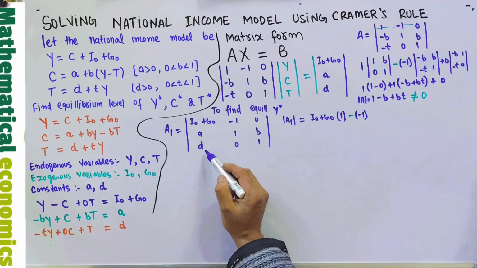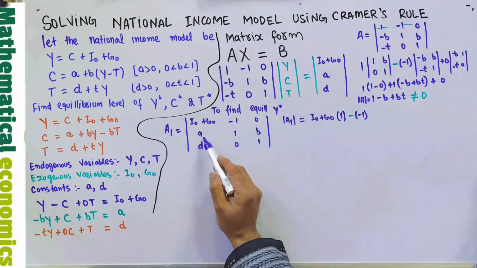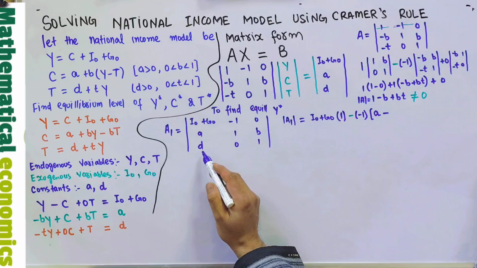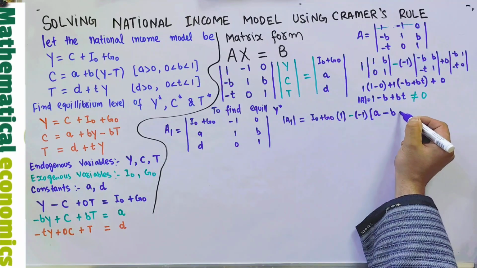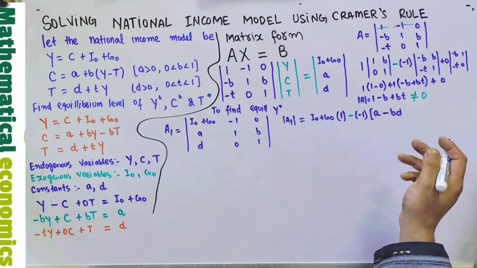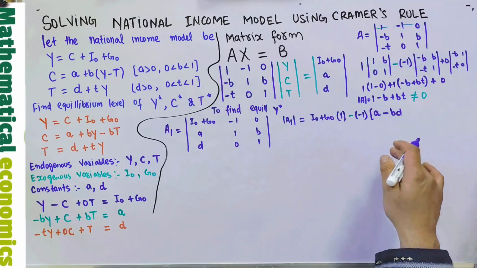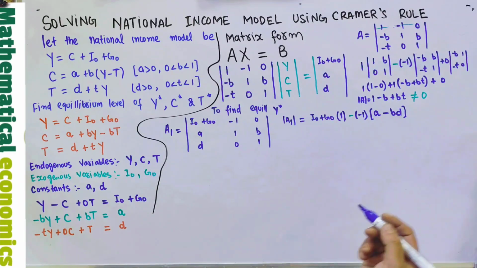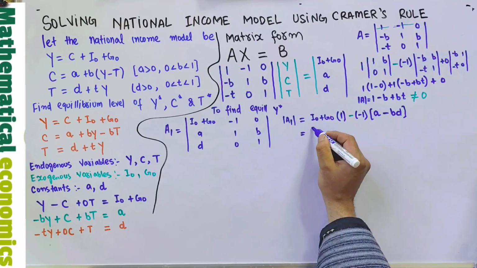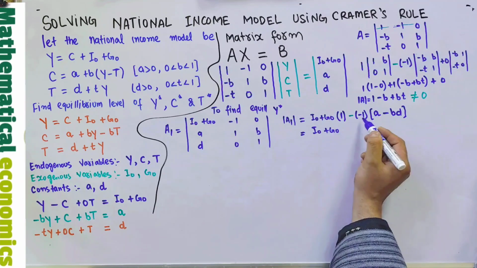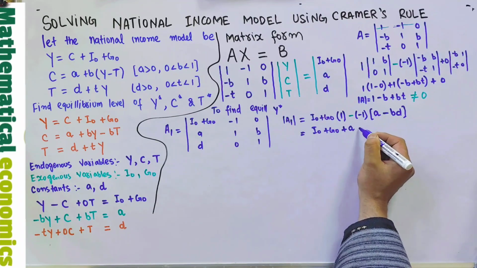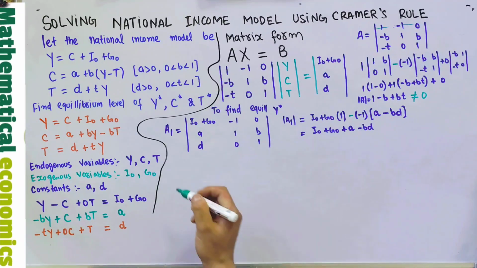The remaining elements are a, d, b and 1. So a into 1 is a, minus b d. I hope I have not done any miscalculation here. Let us continue. So we will get I0 plus G0, and minus into minus is plus, so we will get plus a minus bd.